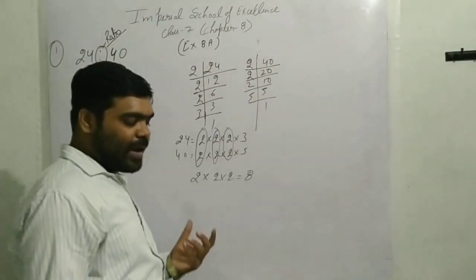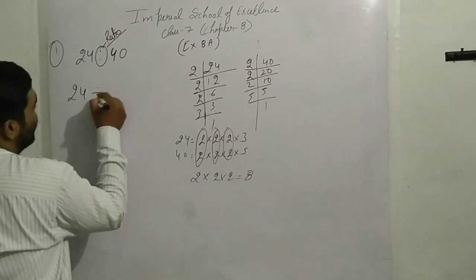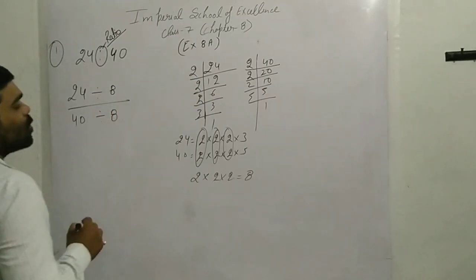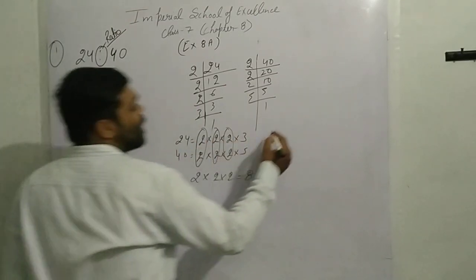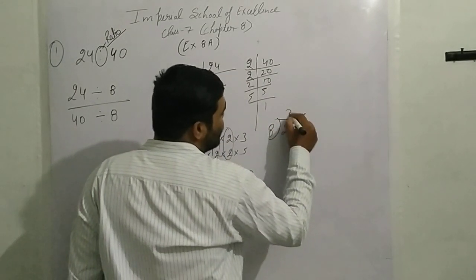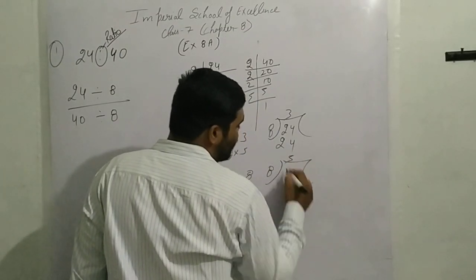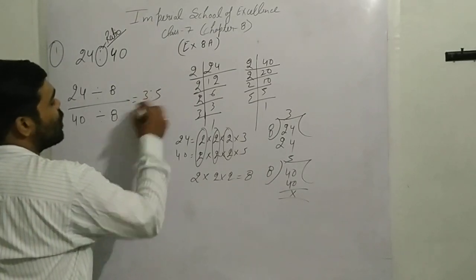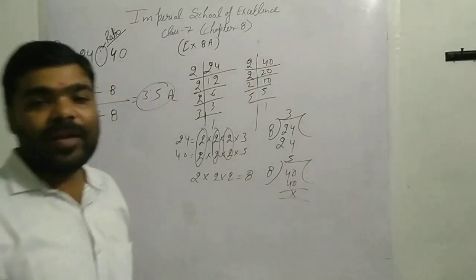जो आपका HCF आया है 24 और 40 का, वो आया है 8. So 24 divided by 8 upon 40 divided by 8. When you are dividing the 24, 8 1 8, 8 2 16, 8 3 24. Same case in 40, 8 5 40. Okay, it means the ratio should be 3 ratio 5. This is your answer, 3 ratio 5.